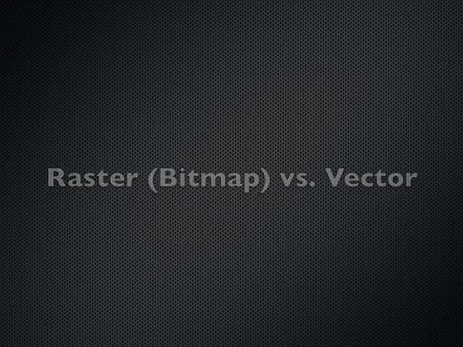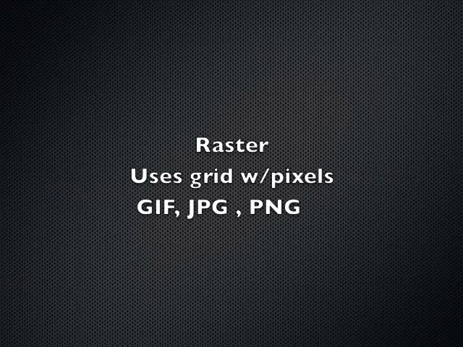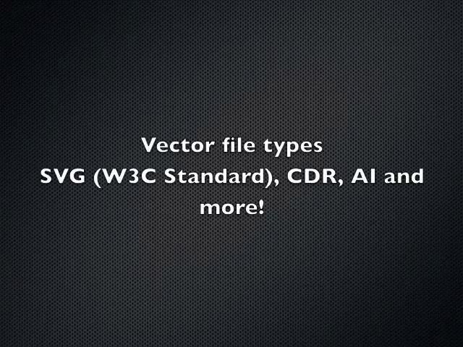Well, a raster graphic image, or bitmap, generally uses a rectangular grid of pixels to represent images, whereas vectors do not use pixels. Examples of raster image file formats are GIFs, JPEGs, and PNGs, which we're all familiar with by now. Examples of vector image file formats are SVG, which is the W3C standard, CDR, and AI.